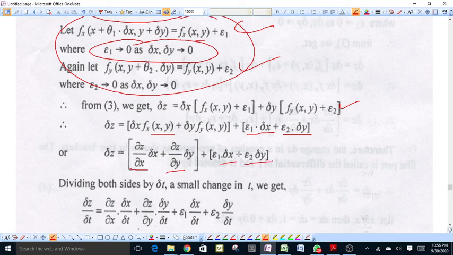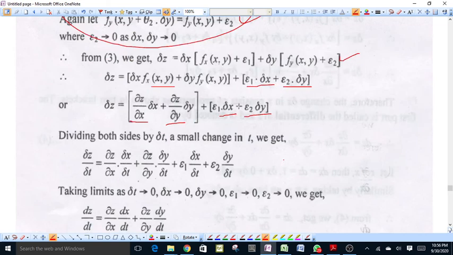Dividing both sides by delta t, a small change in the parameter t, we get delta z upon delta t equals curly z upon curly x times delta x upon delta t plus curly z upon curly y times delta y upon delta t plus epsilon 1 delta x upon delta t plus epsilon 2 delta y upon delta t.